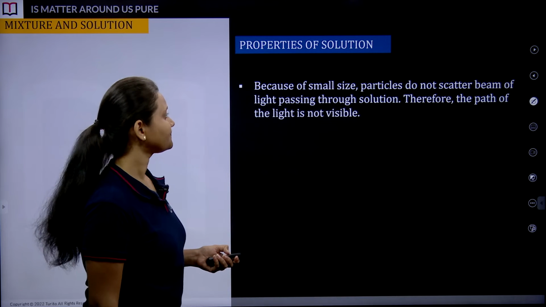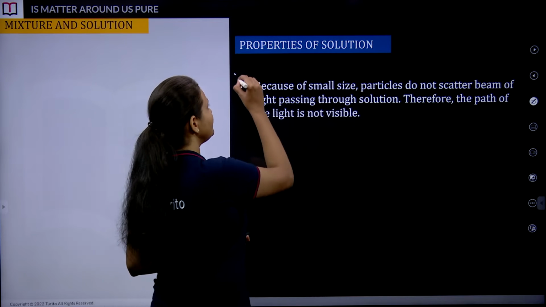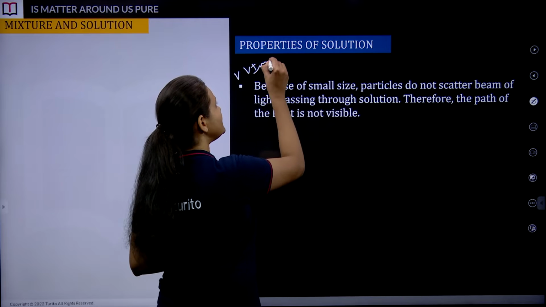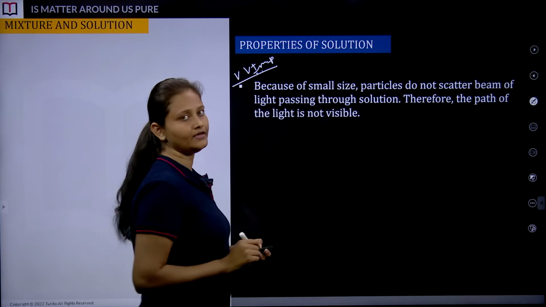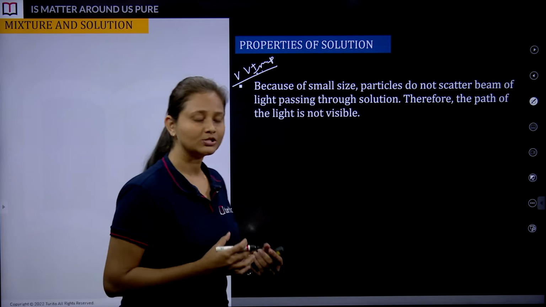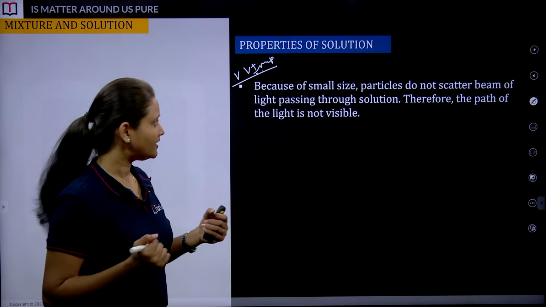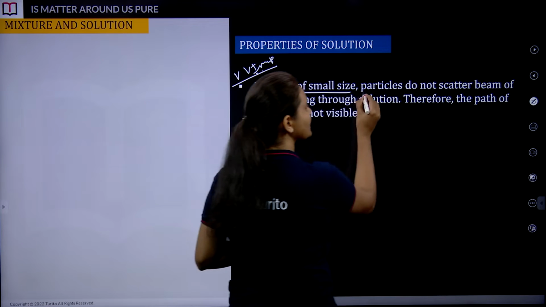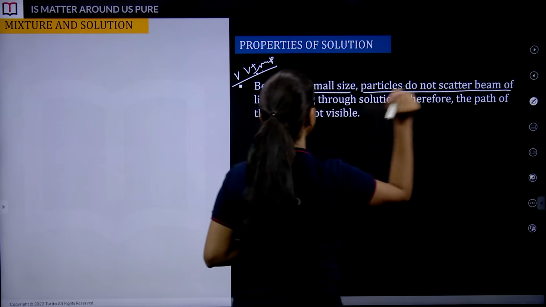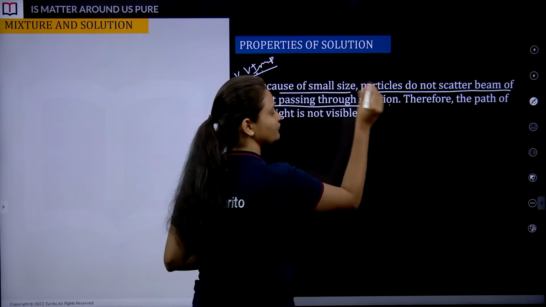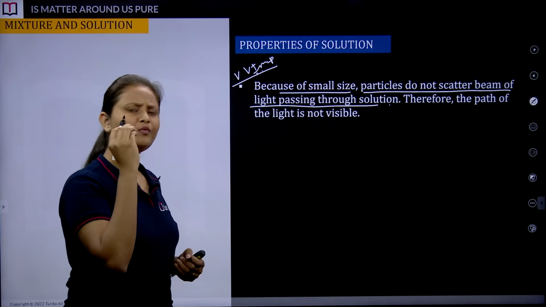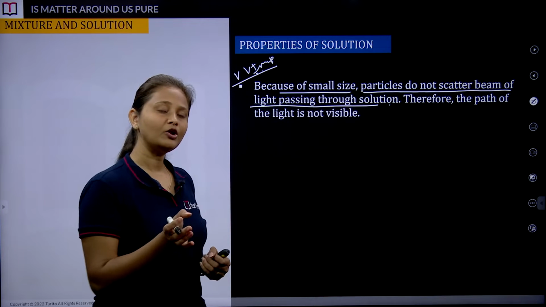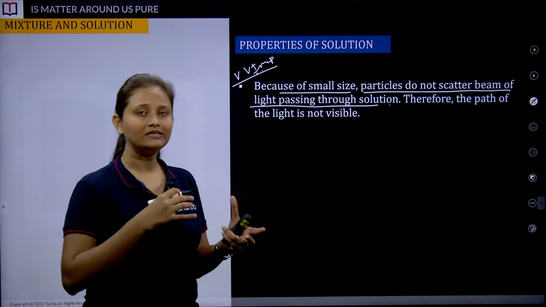Let's move ahead. The next property, which is again a very important property, is nothing but scattering of light. So do particles of a true solution show this property? Let's see. Because of their small size, particles do not scatter a beam of light passing through the solution. They are very minute, very tiny, so they cannot show scattering.